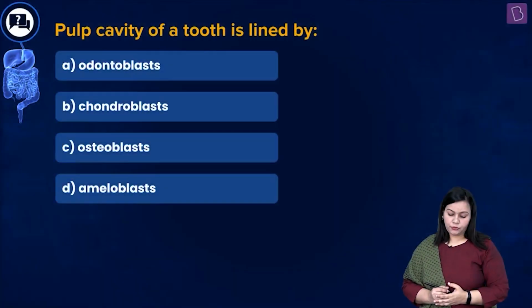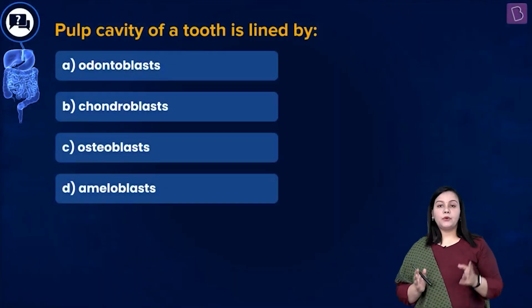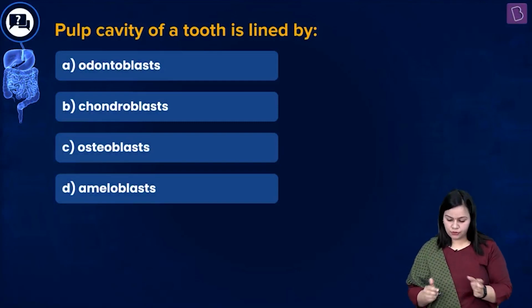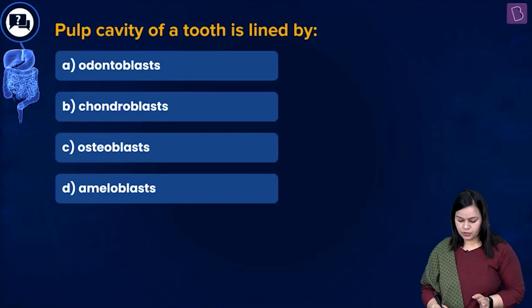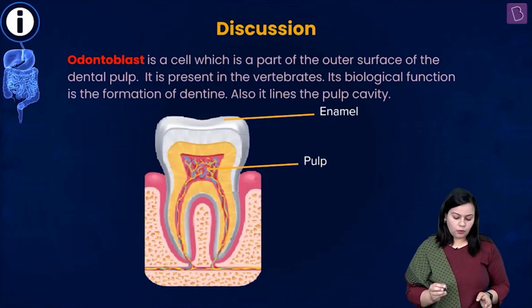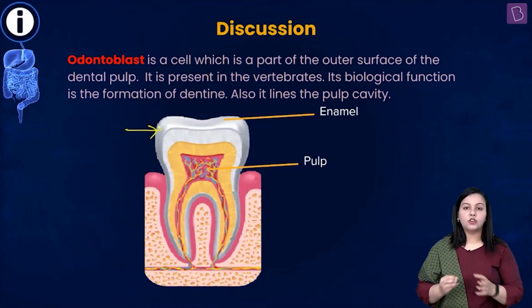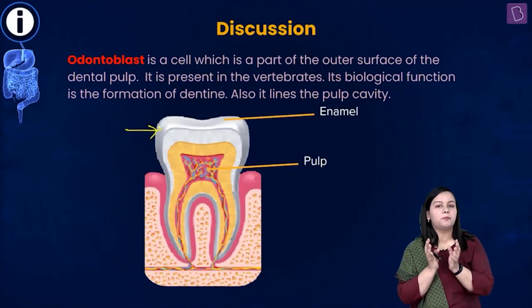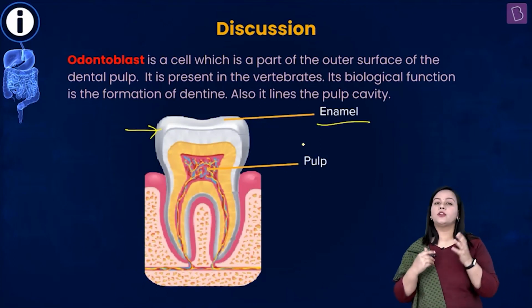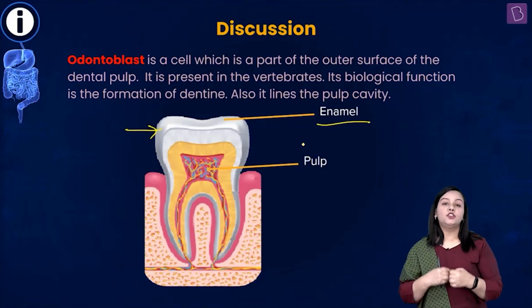Pulp cavity of a tooth is lined by. Okay, what is pulp cavity? First, just think of the structure of a tooth. Let me remind you this particular structure. Yes, so you see the structure of a tooth here, where you see this whitish colored coat, right? This whole white colored part of the tooth is what is called enamel. It is one of the hardest substances known in the human body.